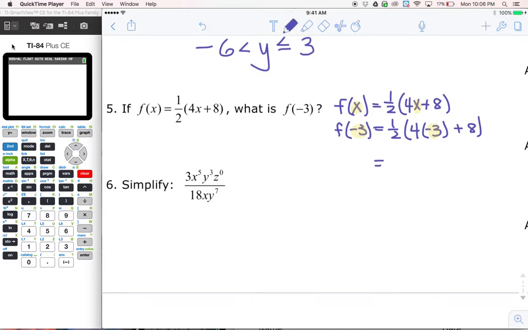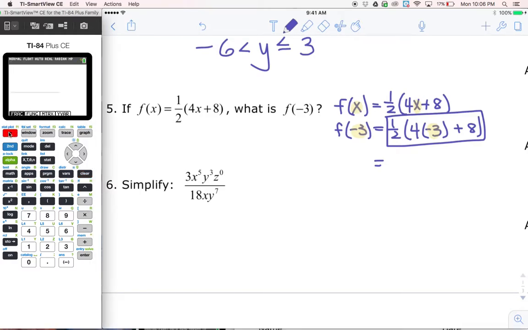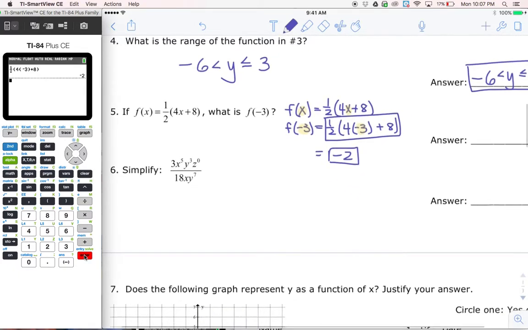So to answer this question, remember, because the left side's just notation, you're not really doing anything with the left side. Just take this, plug it in your calculator. If you want to do it by hand, you can, but I would still at least check it in my calculator. You have this fantastic tool for a reason. So we've got 1/2, and we've got parentheses times 4. We're definitely using parentheses when we substitute, right? That's best practice. And now we've got this plus 8. What do we get? We get -2. And that's our answer.